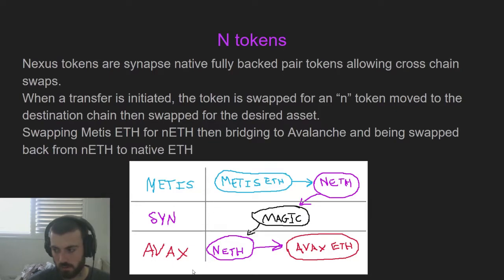So this is my little rendition of how this should work. They've got these things called Nexus tokens, or N tokens, that they use. The transfer is initiated, whatever token you're swapping is swapped for an N token, moved to the destination chain, and then swapped back for that asset. So this is how swapping Metis ETH for Avalanche ETH would work, essentially. You get the ETH on Metis swapped for N ETH, move to Avalanche, and then swap back to the native ETH there.